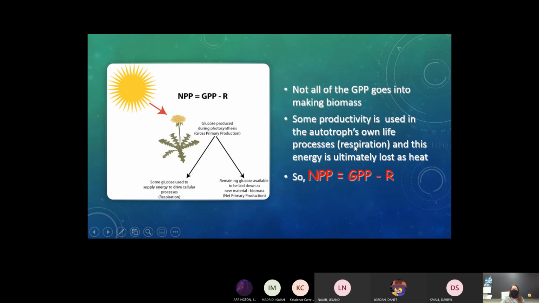So again, this is just repeating what I said before. Some of the productivity is used in the autotroph's own processes, like cellular respiration. This also gets lost as heat, just like it does with us. So you're going to see this equation a lot: NPP equals GPP minus R. And you thought X and Y were a lot.